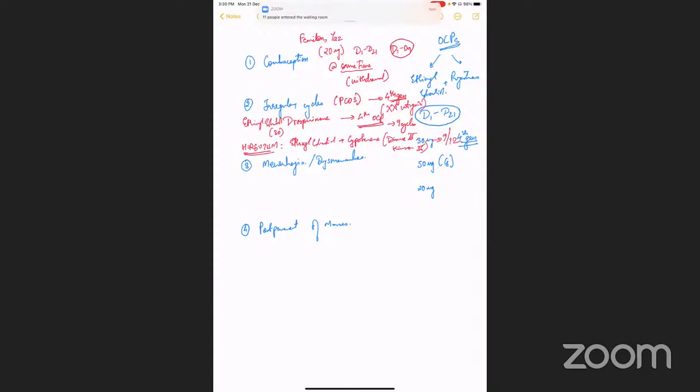When I talk of menorrhagia and dysmenorrhea, remember that whenever somebody has heavy bleeding, your predominant action is going to be on the uterus. In contraception, you predominantly act on the ovary. In irregular cycles, you predominantly try and act on the ovary. You try and control the hypothalamo-pituitary ovarian axis. But in heavy bleeding, you are countering a different mechanism. You are acting on the uterus.